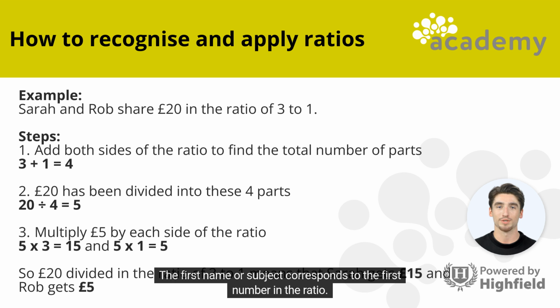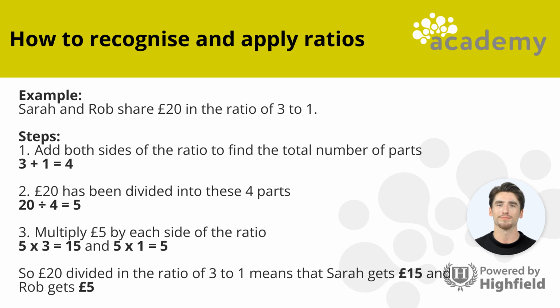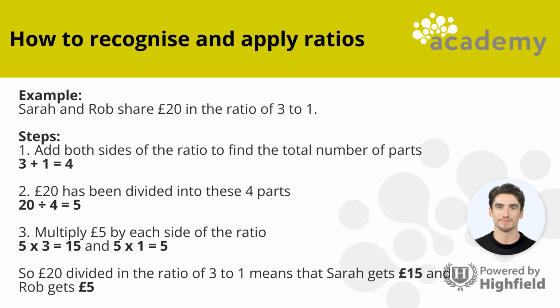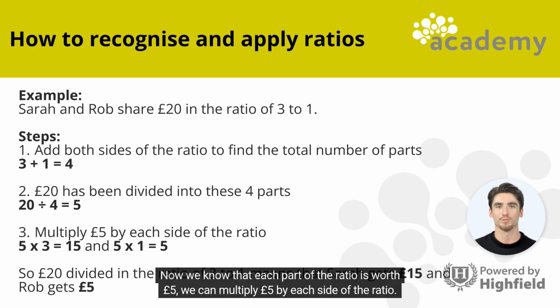The first name or subject corresponds to the first number in the ratio. The first step is to add both sides of the ratio to find the total number of parts. 3 plus 1 equals 4. Then £20 has been divided into these 4 parts. 20 divided by 4 equals 5. Now we know that each part of the ratio is worth £5.